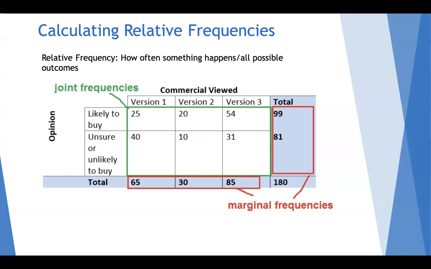For example, if we wanted to find what percent of people were likely to buy the product after viewing version 2 of the commercial out of all of the respondents, we're going to look at likely to buy and version 2, which is this 20 right here. And then we're going to divide that by the number of total respondents, which is 180. And 20 divided by 180 is 0.11. And so if we want to find the percentage, we multiply that by 100 to get 11%.